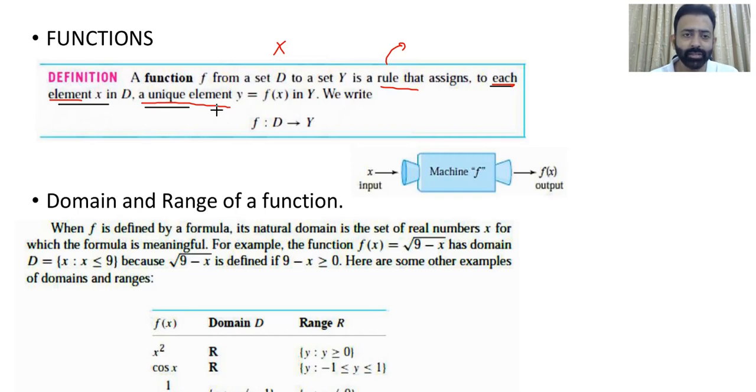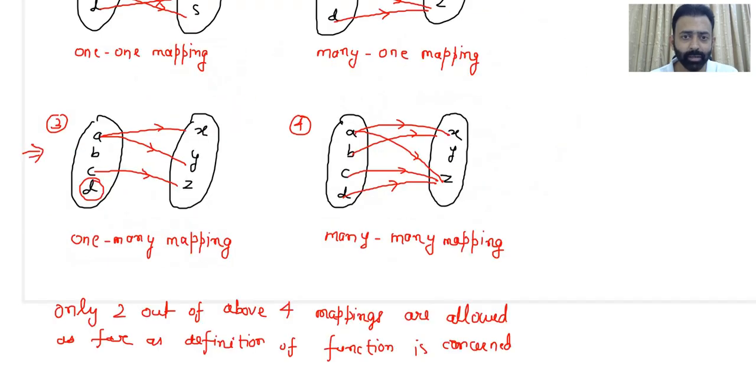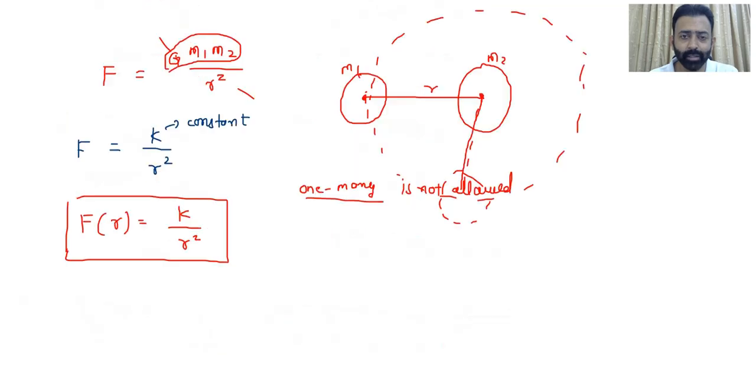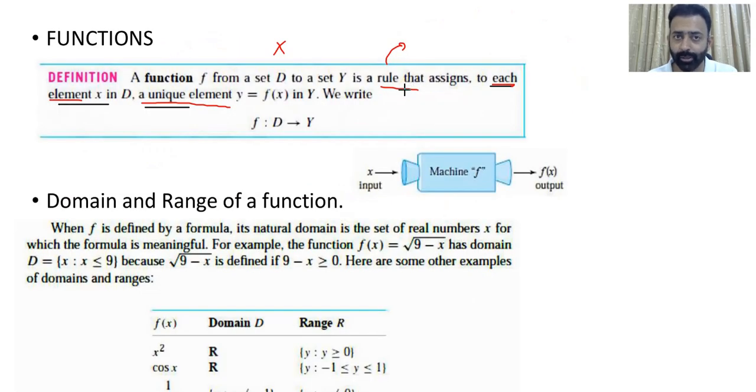Unique element in the sense that one to many is not unique. When I was saying that one to many is not allowed, we say that for a single input, you are getting multiple outputs. Meaning for r equal to 1 lakh kilometers, you are getting the force of gravitation as F1 and also F2. So these values are not unique to a certain kind of input. So this is not unique. So this word unique is very important.